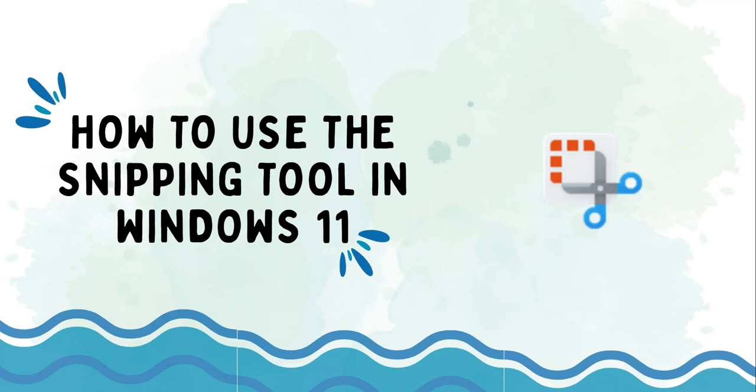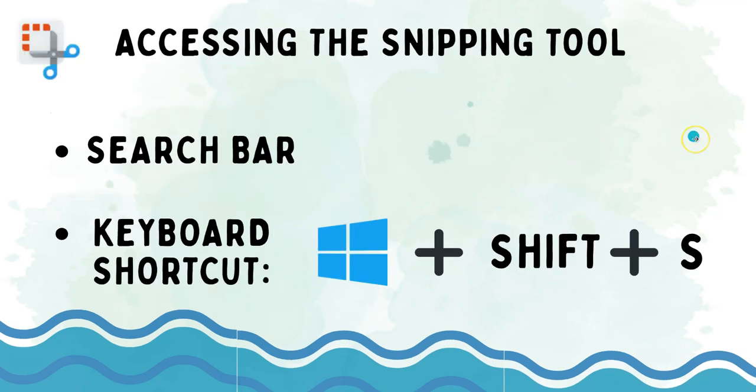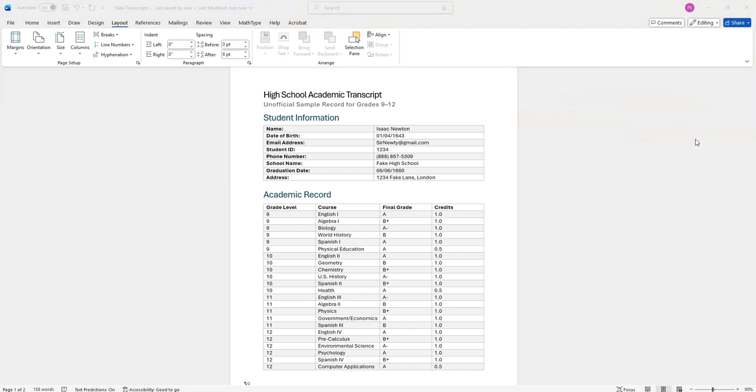In this video, we'll be going over some of the useful features of the snipping tool in Windows 11. There's two ways that you can access the snipping tool, either through the Windows search bar, or you can use the keyboard shortcut pressing the Windows key plus Shift plus S. I will use the keyboard shortcut here and press those three buttons at the same time.